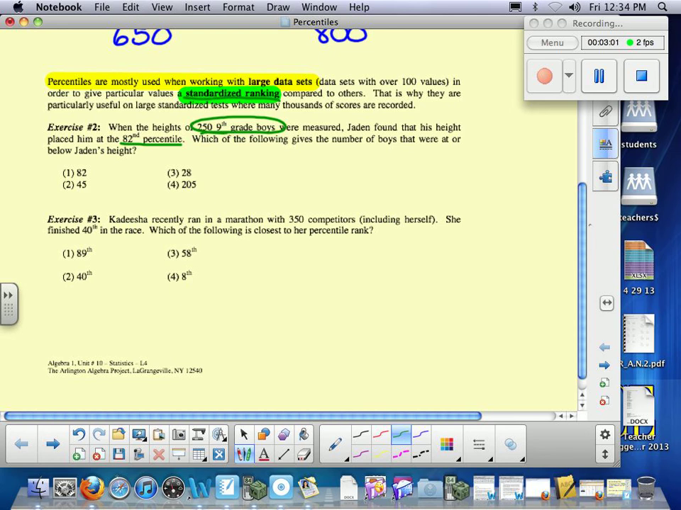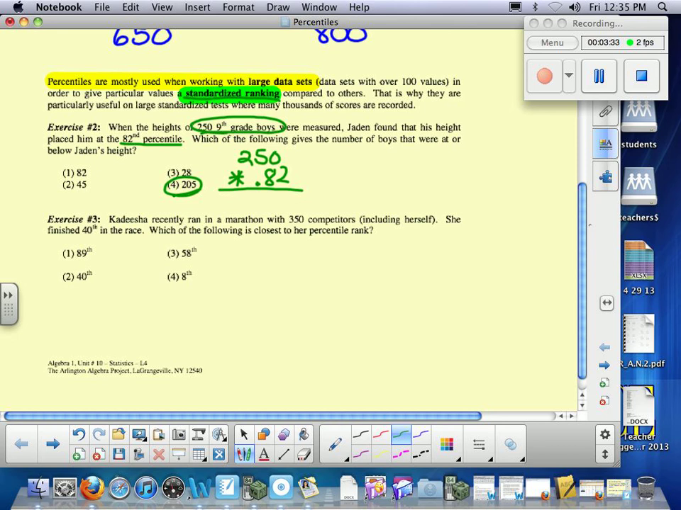So to do that, we're going to take the 250 boys they talked to and multiply by that 82nd percentile. And what we get for an answer is 205. There are 205 boys. They're the same height as Jaden or shorter. Percentile rank tells you where you're at or less.